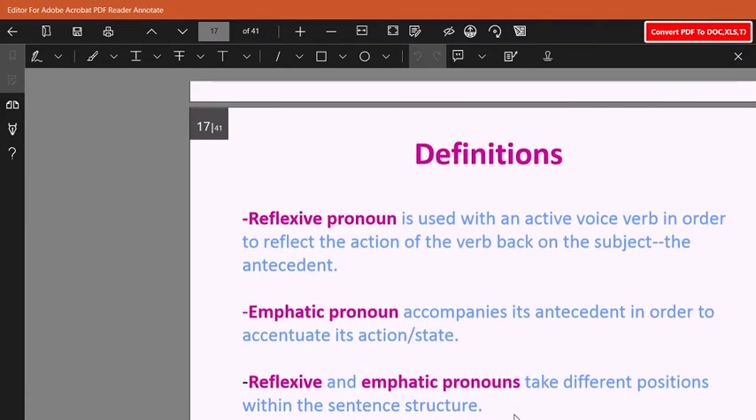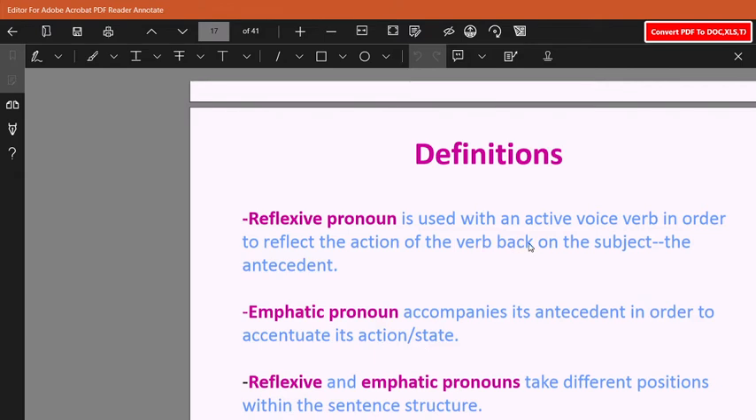Here it is written: the reflexive pronoun is used with an active voice verb. Remember this, active voice verb, in order to reflect the action of the verb back on the subject, the antecedent. So the subject which is being qualified by the reflexive pronoun is called the antecedent. Whereas an emphatic pronoun accompanies its antecedent in order to accentuate its action or state.